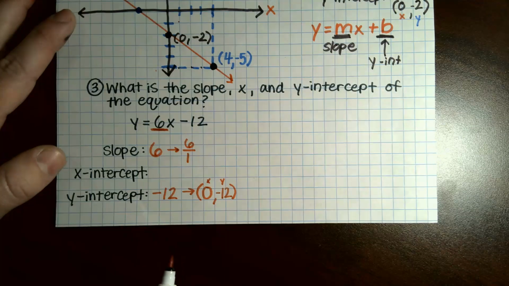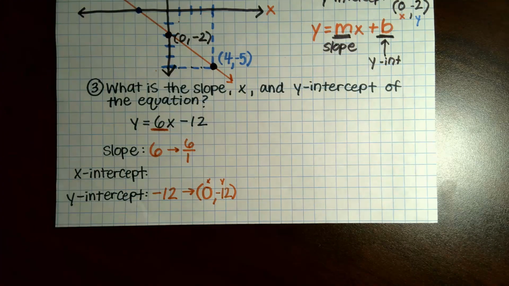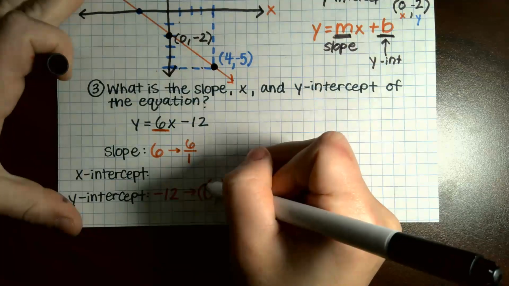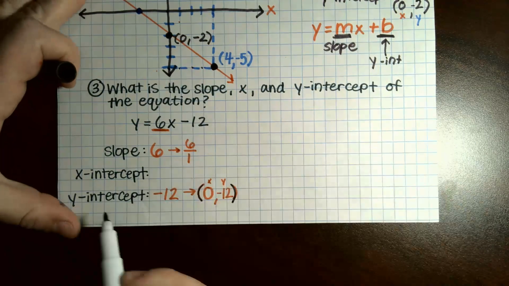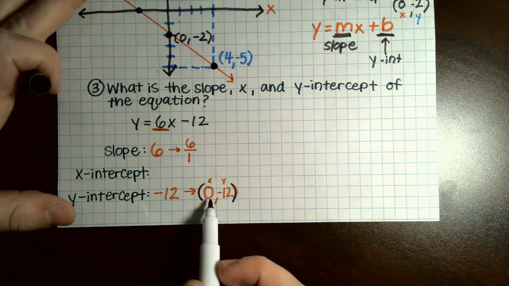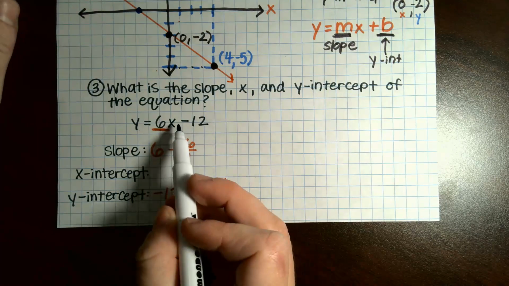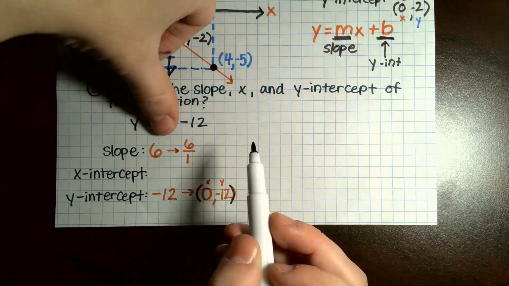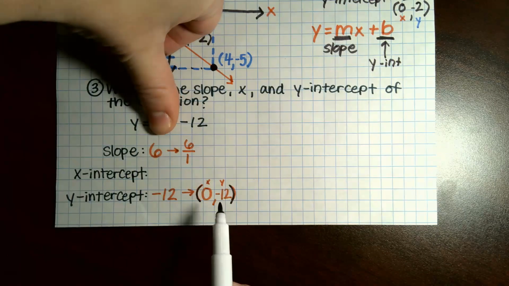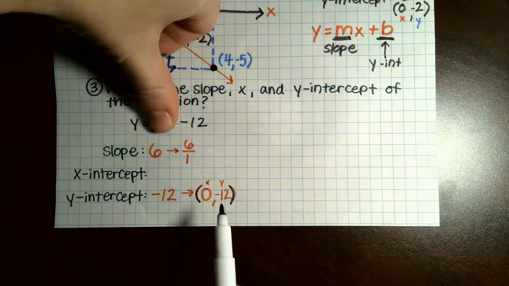Okay, now we need to solve for the x-intercept. Does anybody have any ideas for how we could do this? Rewrite the equation with 0 for y. Yeah, so I'm going to explain this again. For our y-intercept, our x is 0. So if I plugged 0 in for x, 6 times 0 is 0, it disappears. So I would get y equals negative 12. That's how we got this y value, right?